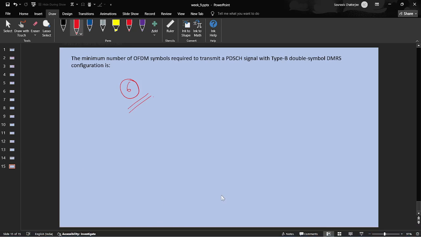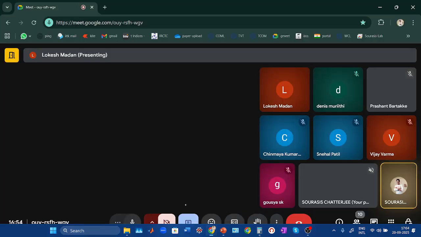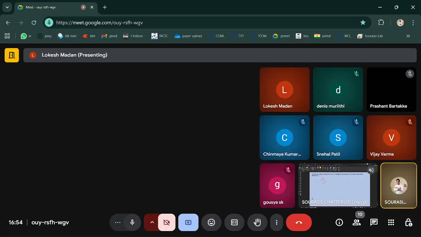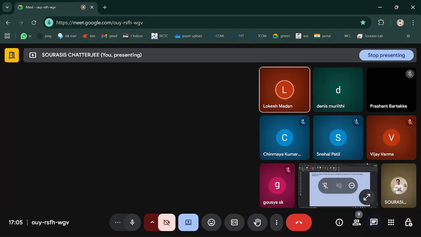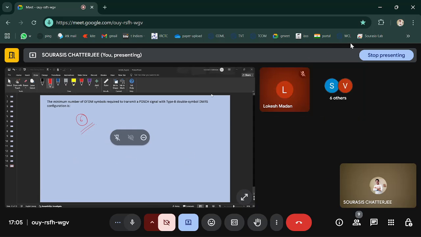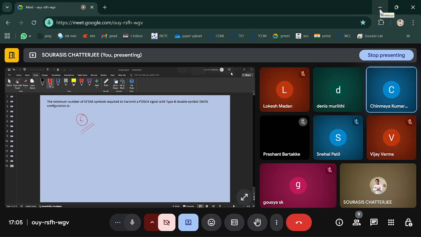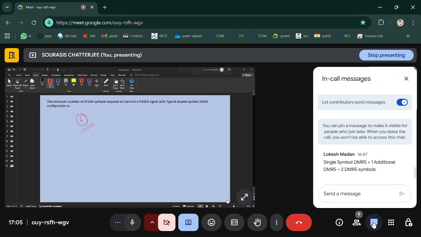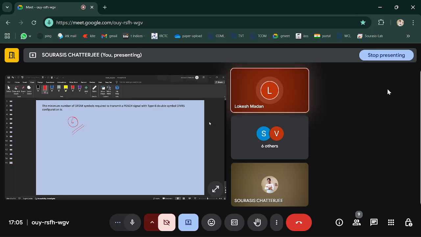It is 6 only because I showed the table also. The table number I have given, so we have to refer to the same table, 38.212. But I think that is for single symbol, right? This is for double symbol. The table includes both the single symbol and double symbol.